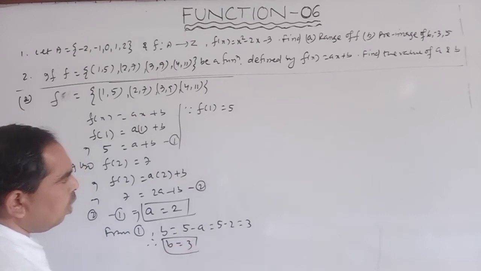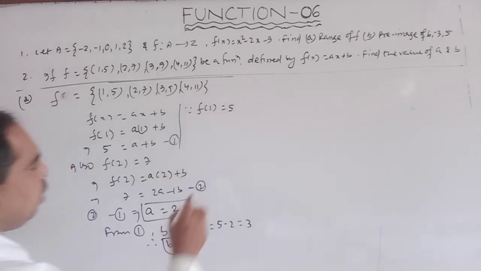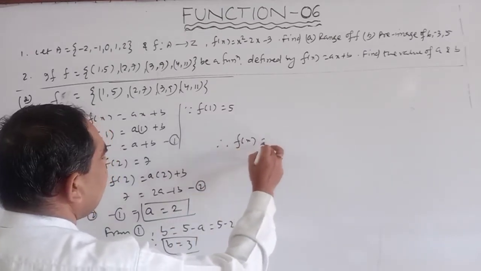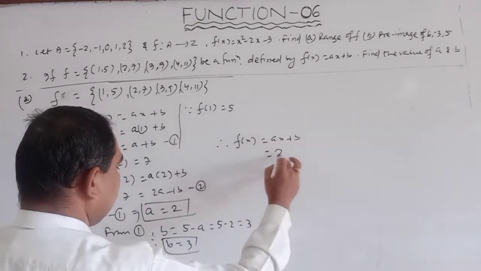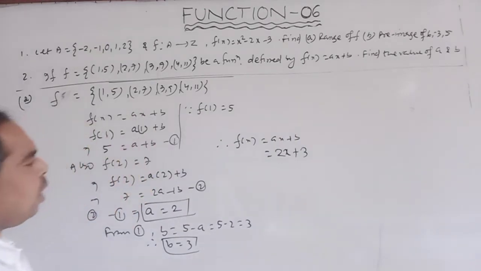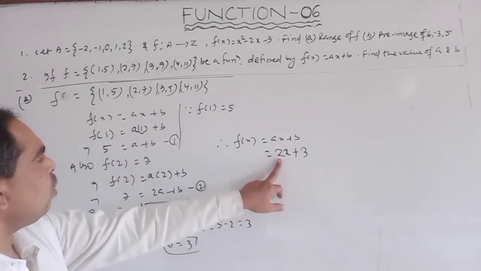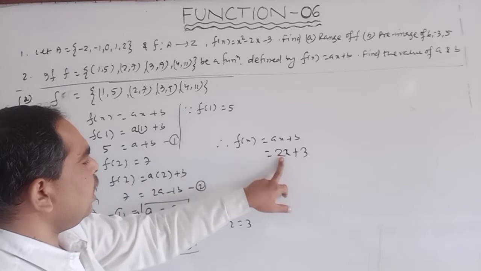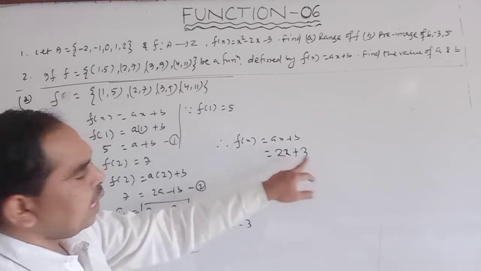So we found the values of a and b. Therefore f of x is equal to ax plus b, where a is 2 and b is 3, so f of x is 2x plus 3. So when x is equal to 1, it is 5, x is equal to 2, it is 7, x is equal to 3, it is 9, x is equal to 4, it is 11.